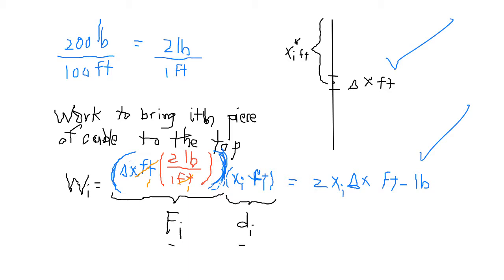So the work needed to bring up the ith piece of cable to the top of the building is going to be equal to 2 times xi delta x foot-pounds. That's the amount of work. Okay, are there any questions on that?